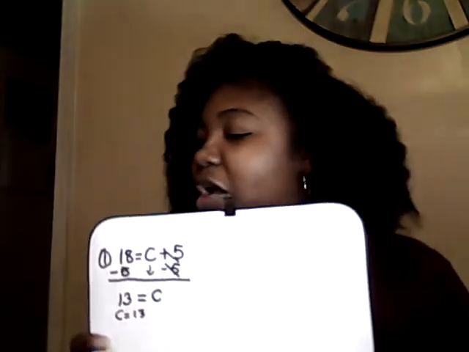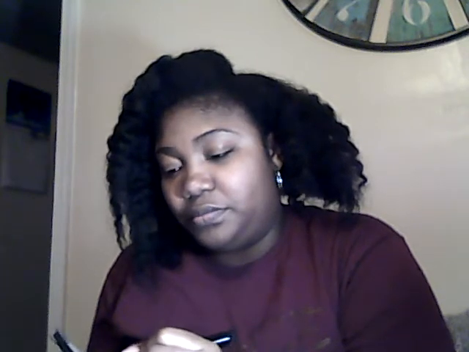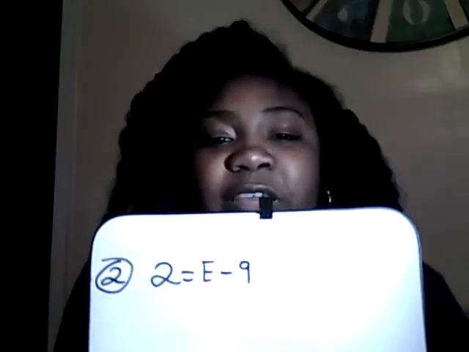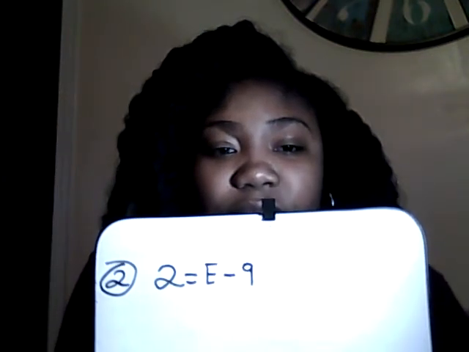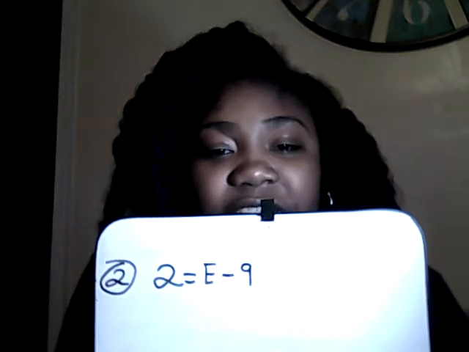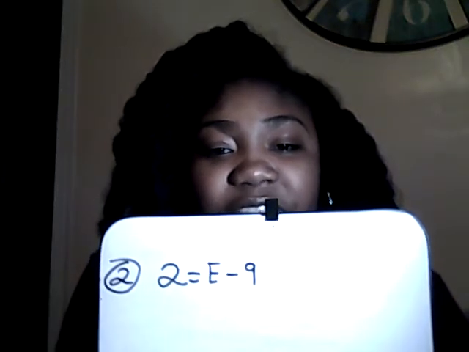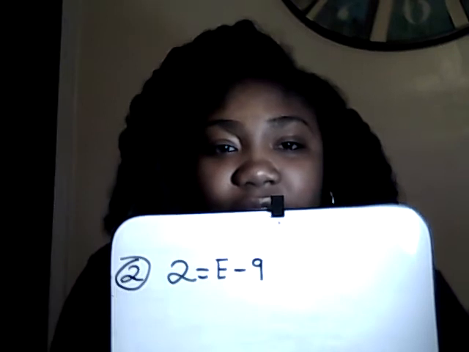So let's go to another question. Now I'm going to go ahead and erase this while I have the chance to. Let's go to the next problem. And the next problem is 2 equals E minus 9. 2 equals E minus 9. So what is the first thing that I would do? What is the first step I would take?